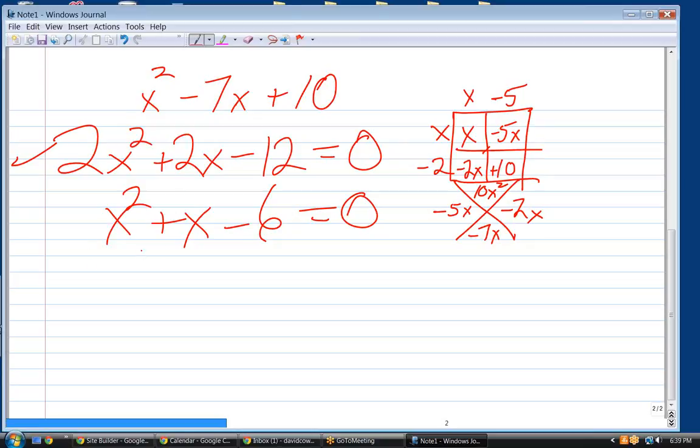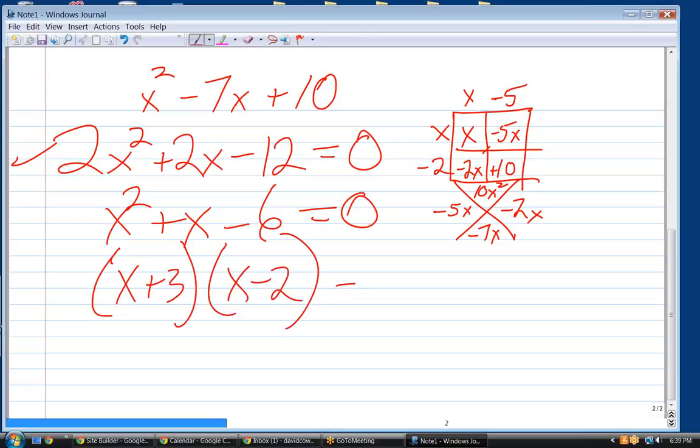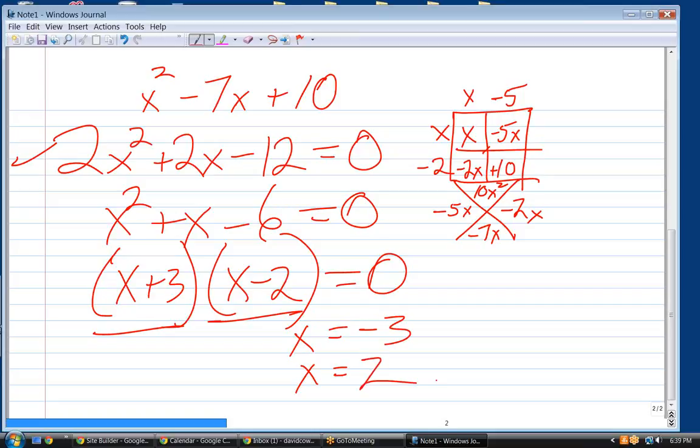Yeah. Okay, let's talk about this problem we just did here. Our result was x plus 3 times x minus 2 equals 0, which means x is equal to what? What are my solutions? Those are the linear factors, not the solutions. What is the solution to this equation? When you do x plus 3 equals 0, yes, which means x equals minus 3. And then x minus 2 equals 0, which means x equals 2.